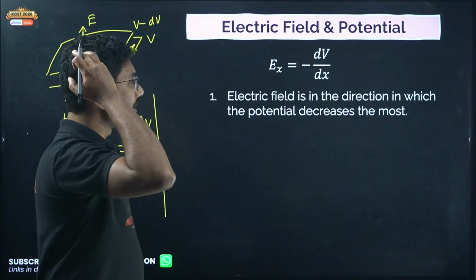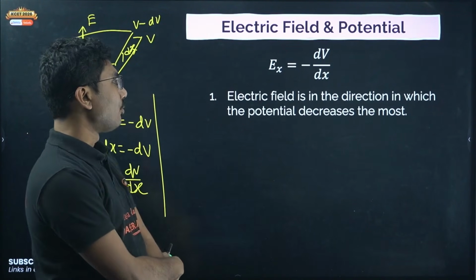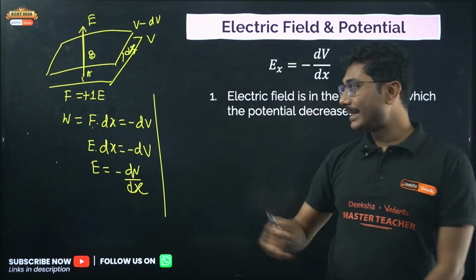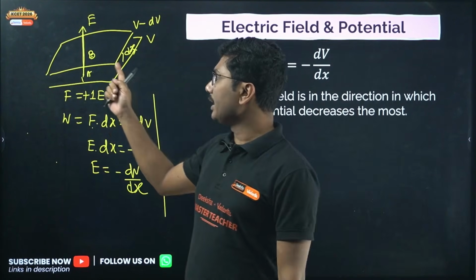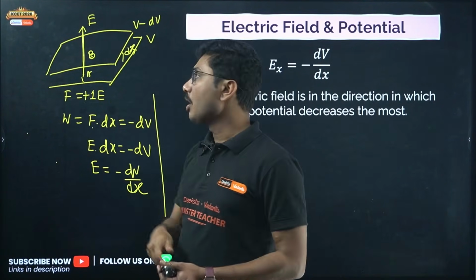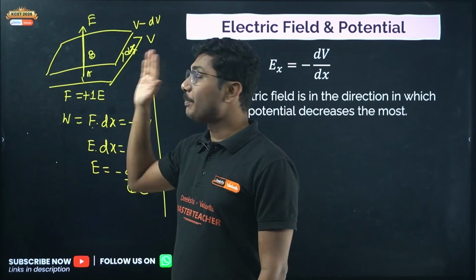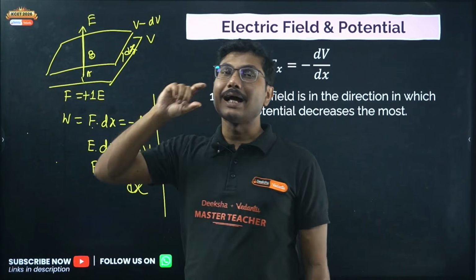Now electric field is in the direction in which the potential decreases the most. So that's why there is a negative sign. So the electric field points from high potential to low potential. Not only that, in the particular direction where the decrease is highest.